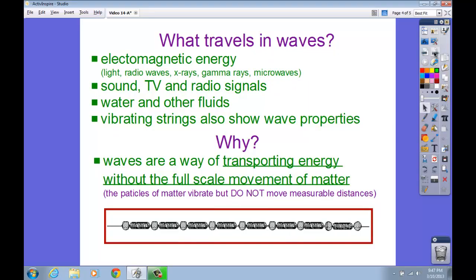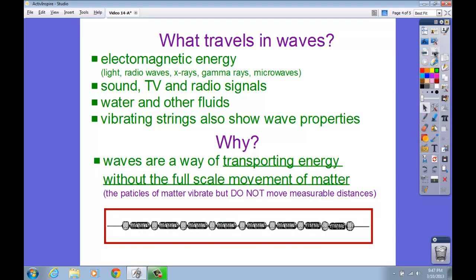When we talk about waves, we have to discuss what travels in waves. We know that light travels in waves, which is electromagnetic energy. Everything on that spectrum, sound, TV, radio signals, water and other fluids, and vibrating strings also show wave properties. So what is the purpose of a wave? Waves are to transport energy, as I said in the introduction. However, they transport energy without the full-scale movement of matter.